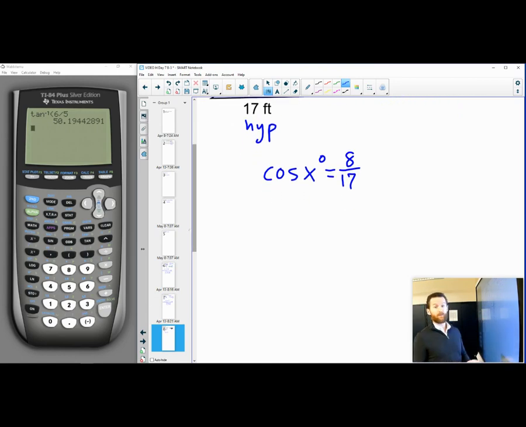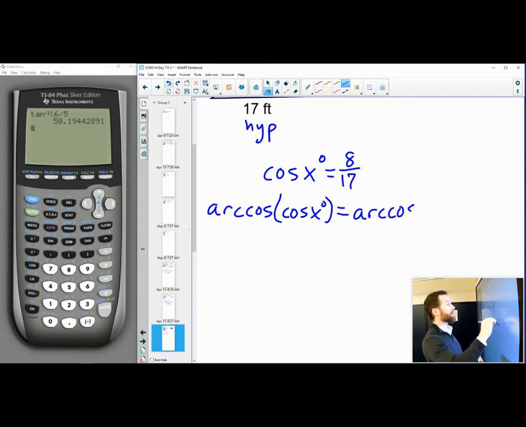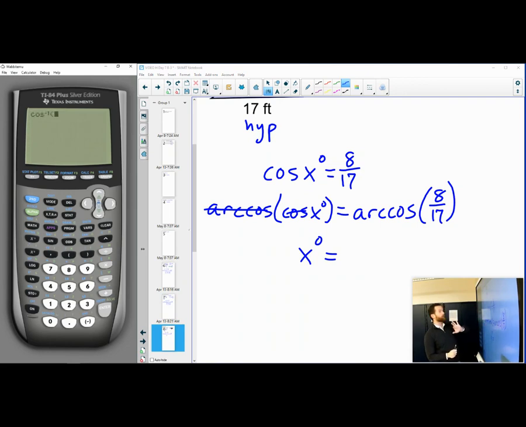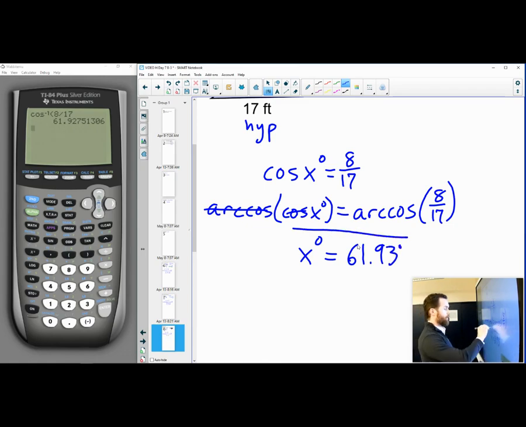And now we just ask ourselves, what's with x we have to get rid of? It's the cosine right here. To get rid of cosine, we use arc cosine, the inverse of cosine. So arc cosine of cosine x degrees equals, and anything we do to one side, we do to the other. So we take the arc cosine of the right side, which is 8 over 17, and these cancel out, and we are just a few calculator buttons away from getting our answer. Second cosine for arc cosine, 8 over 17. We hit enter, and then we get 61.93 degrees. And there we go.